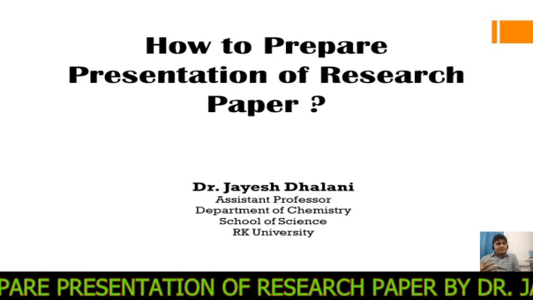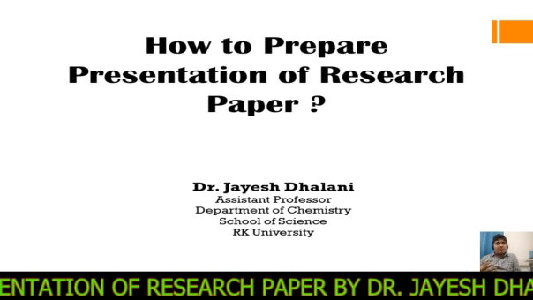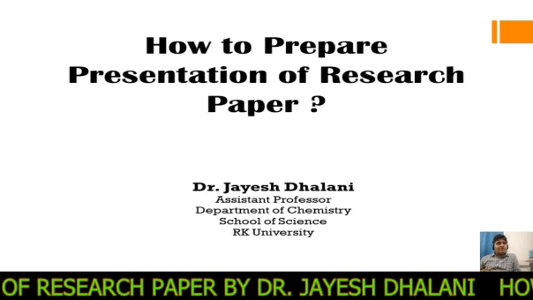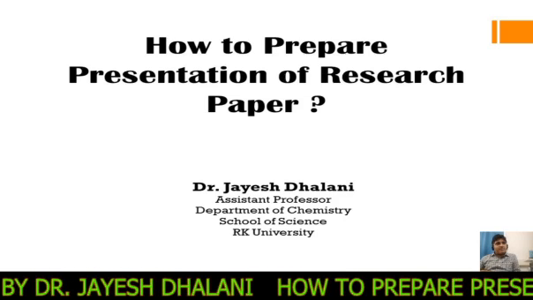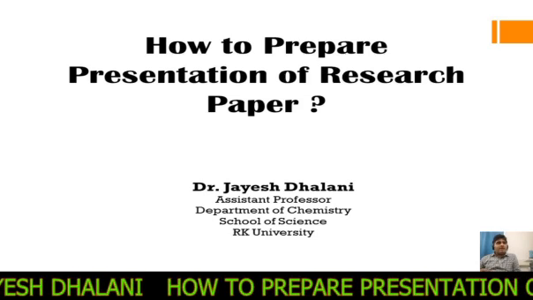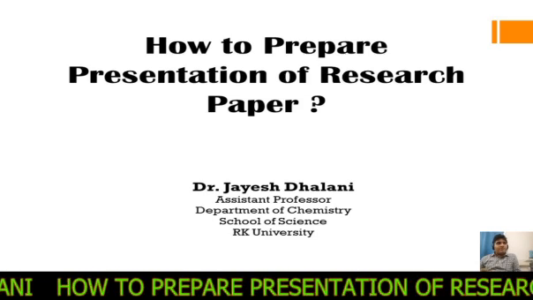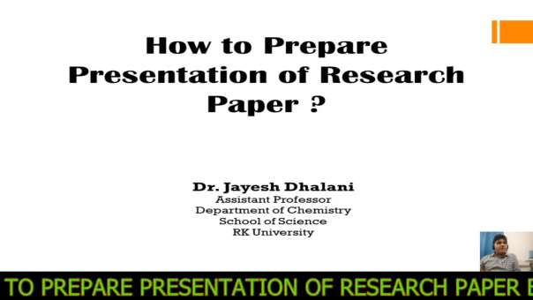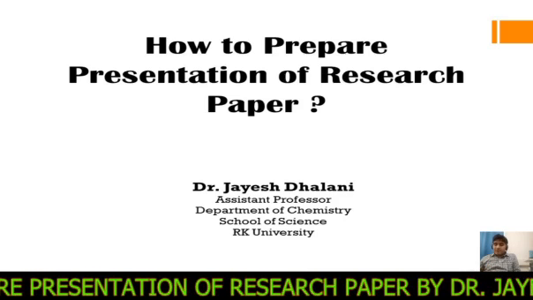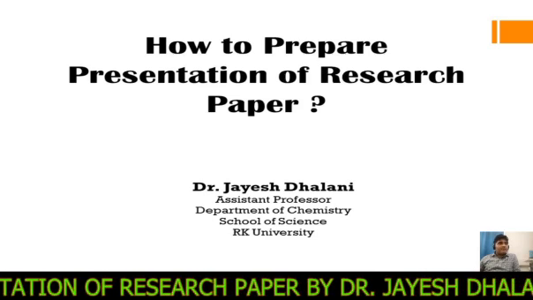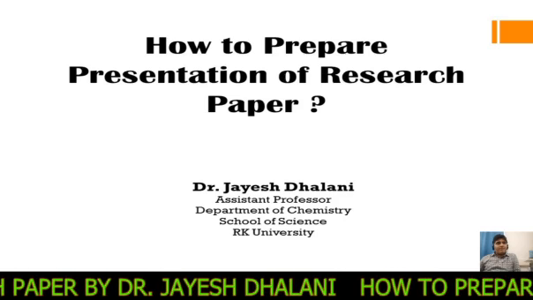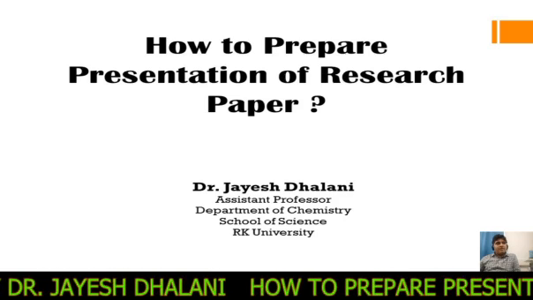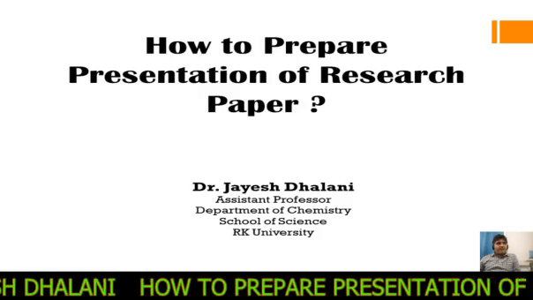So the research paper contains main parts: abstract, materials and methods, introduction, experimental methods, result and discussion, and conclusion. These are the main parts of any research paper. So, what should be presented and what should be removed from that to prepare the presentation? Here I want to give some idea.